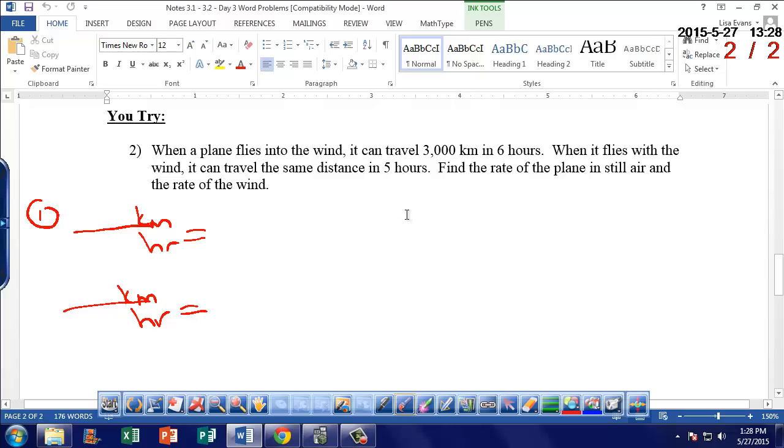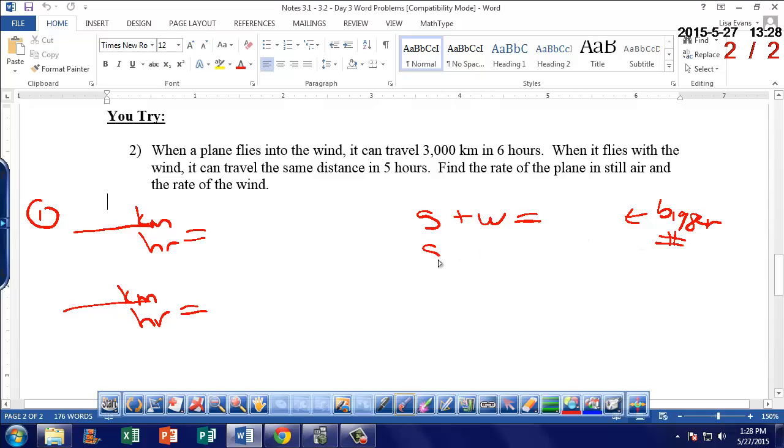Then we're still going to have our two equations. We're going to have the still air with the wind, so this one gets the bigger number, and we are going to have the still air against the wind. Then you are going to solve. So I want to let you try this one on your own. So go ahead, pause the video and do that.